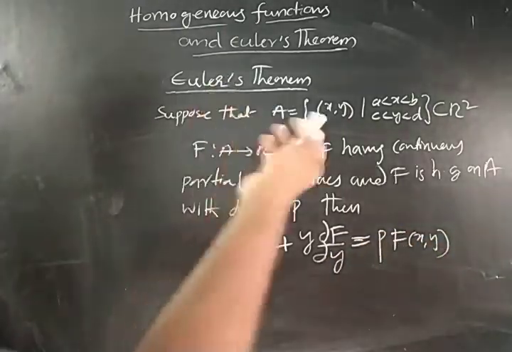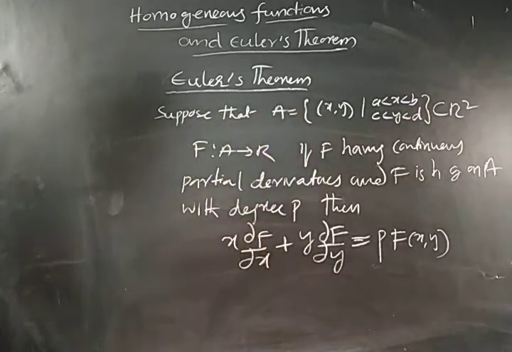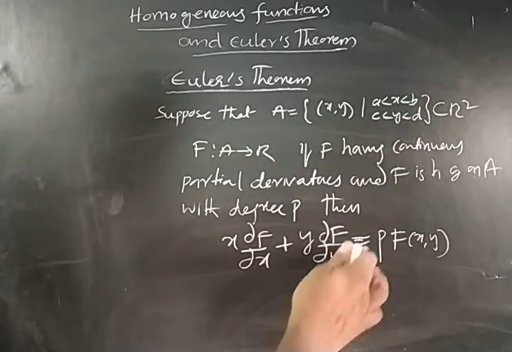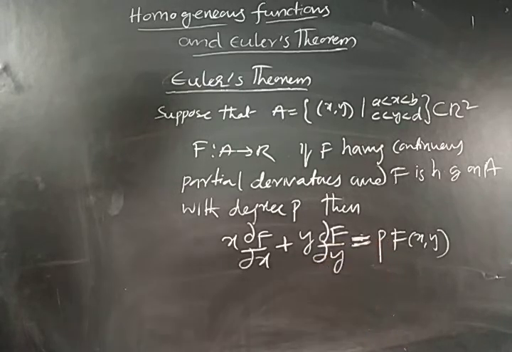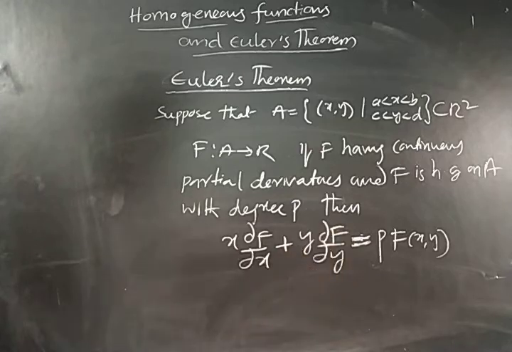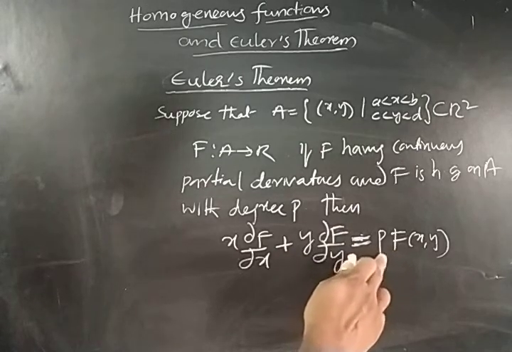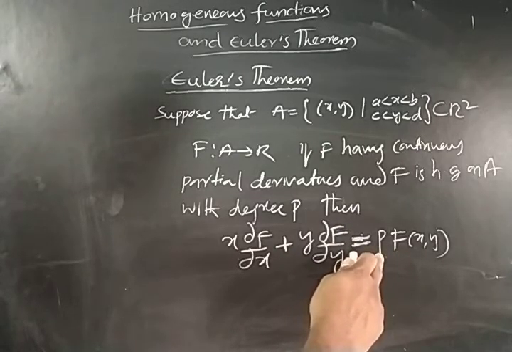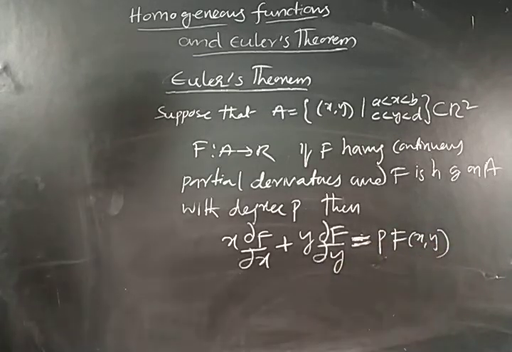So by Euler's theorem for two variables, if f is homogeneous and it has continuous partial derivatives, then this equality holds. That means x into ∂f/∂x plus y into ∂f/∂y is always equal to the degree p of the homogeneous function into the same function. So this is the Euler's theorem statement for two variables.